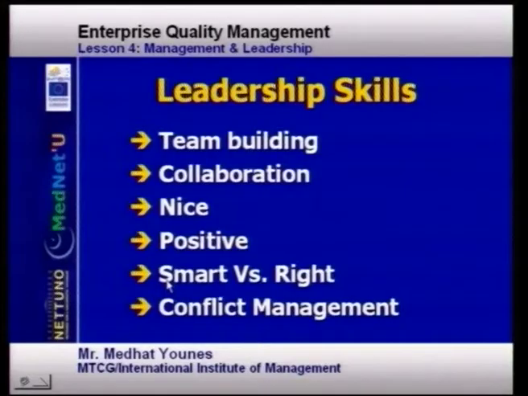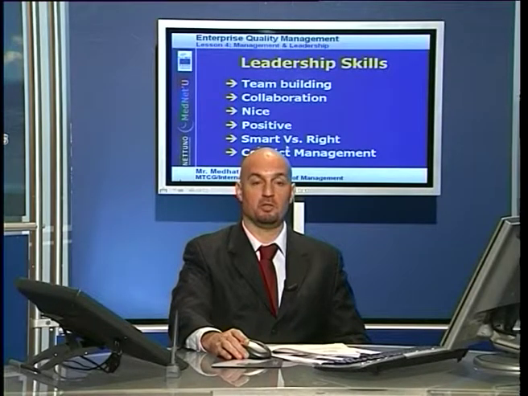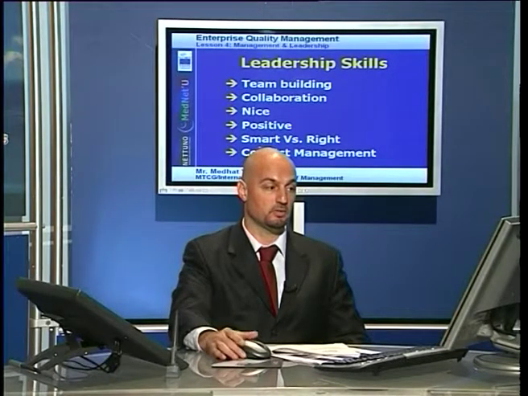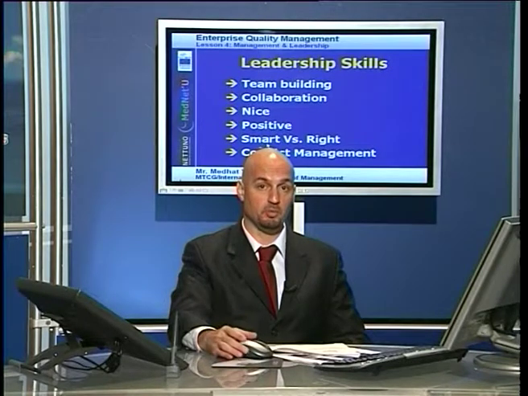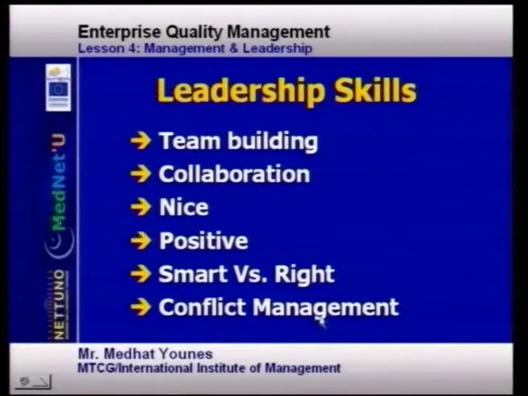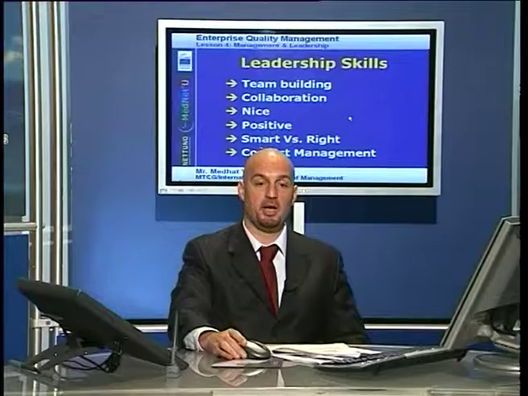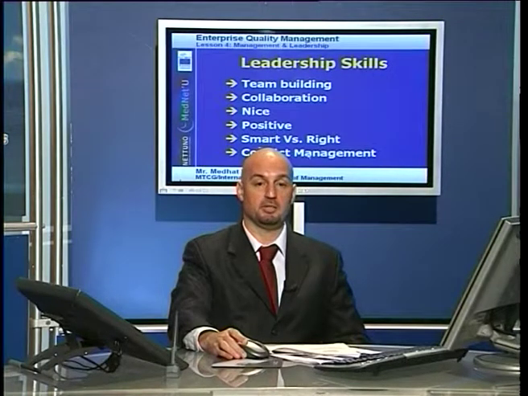Being smart versus being right. Smart leaders realize that although sometimes they are right, they do not get involved in argument and blame, because it's a waste of time and only puts the other person on the defensive. So sometimes being smart is just letting go of the issue, picking your battles, and focusing on what's really important within the organization or the project. Conflict management: a leader must have negotiation skills and must be able to resolve conflict in a win-win situation.